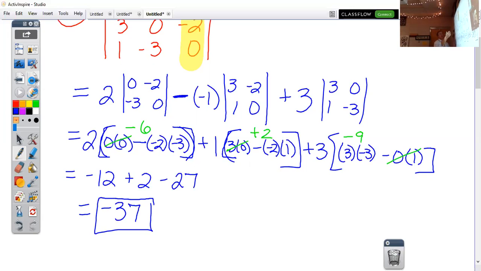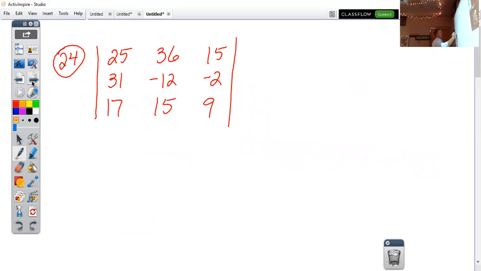All right. So new problem. You take your first 2 rows, okay? Again, we can do the same thing on this one, but I'm going to show you a different way. We can take these first 2 rows and we're going to rewrite them, okay? So I'm going to put 25, 31, and 17. I said first 2 rows. I meant first 2 columns, excuse me. First 2 columns, and I'm going to rewrite them. And then over here we got 36, negative 12, and 15. And some people like doing it this way because it's more like the 2x2 way, all right? It's a little more straightforward.